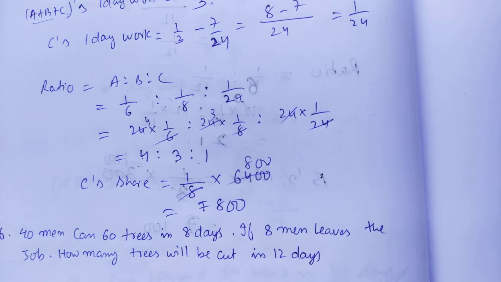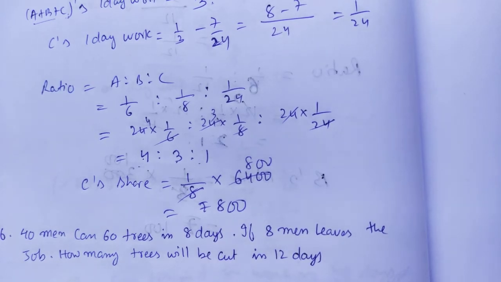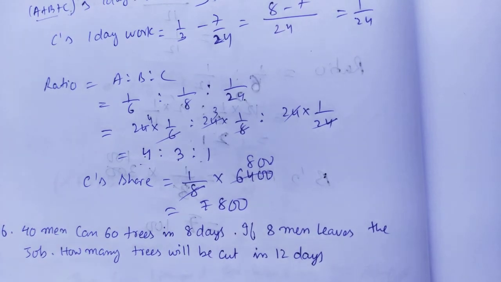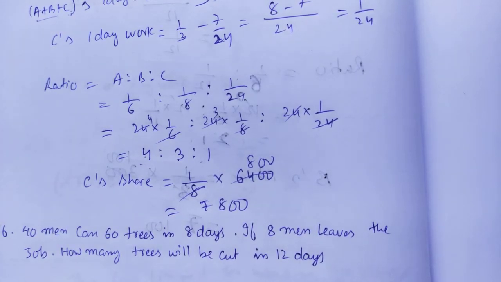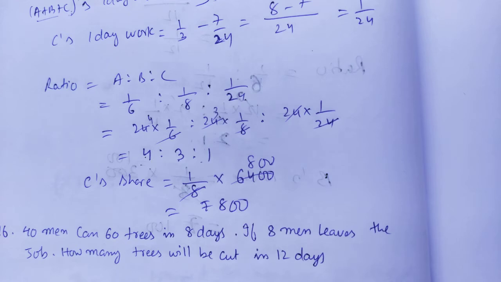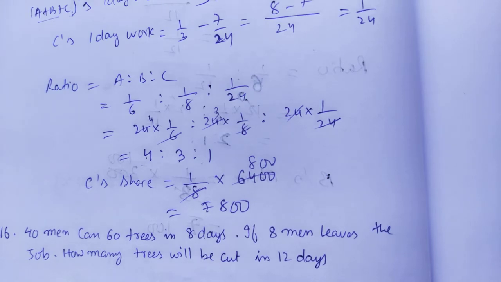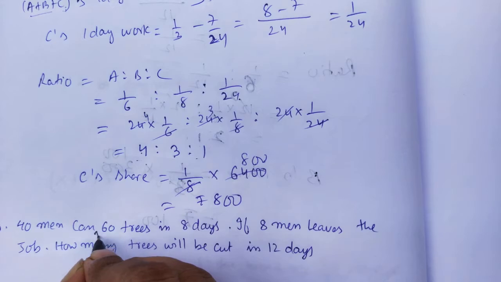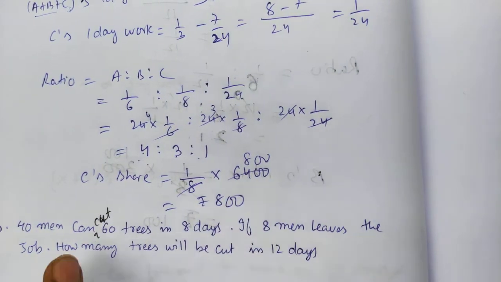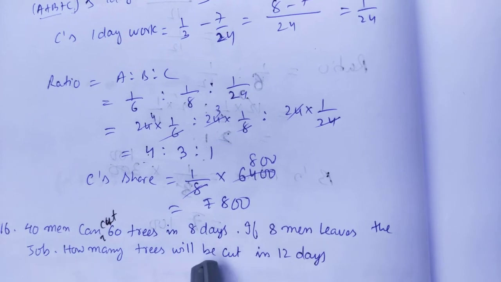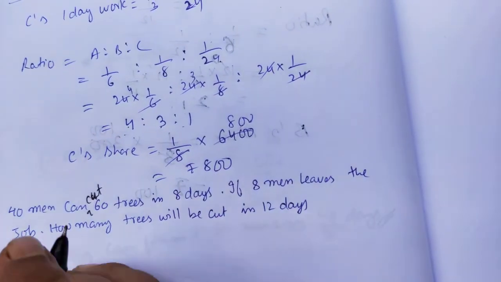Let's do question number 16. 40 men can cut 60 trees in 8 days, and if 8 men leave the job, how many trees will be cut in 12 days?